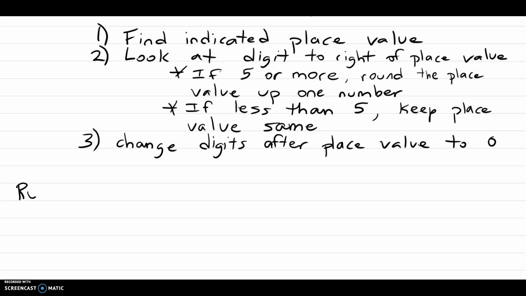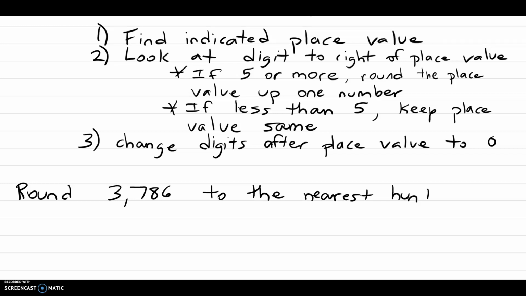Let's round 3,786 to the nearest hundred. So I'm going to identify the place value. It says hundred. So the hundreds place is where the 7 is. To the right of the 7 is an 8. So I found the indicated place value. I looked at the digit to the right of the place value, so that's 8. If it's 5 or higher, that tells me I round the place value up one number. So instead of 3,700, I'm going to make it 3,800, and then all the digits after now become zeros. And that's rounding to the nearest hundred.